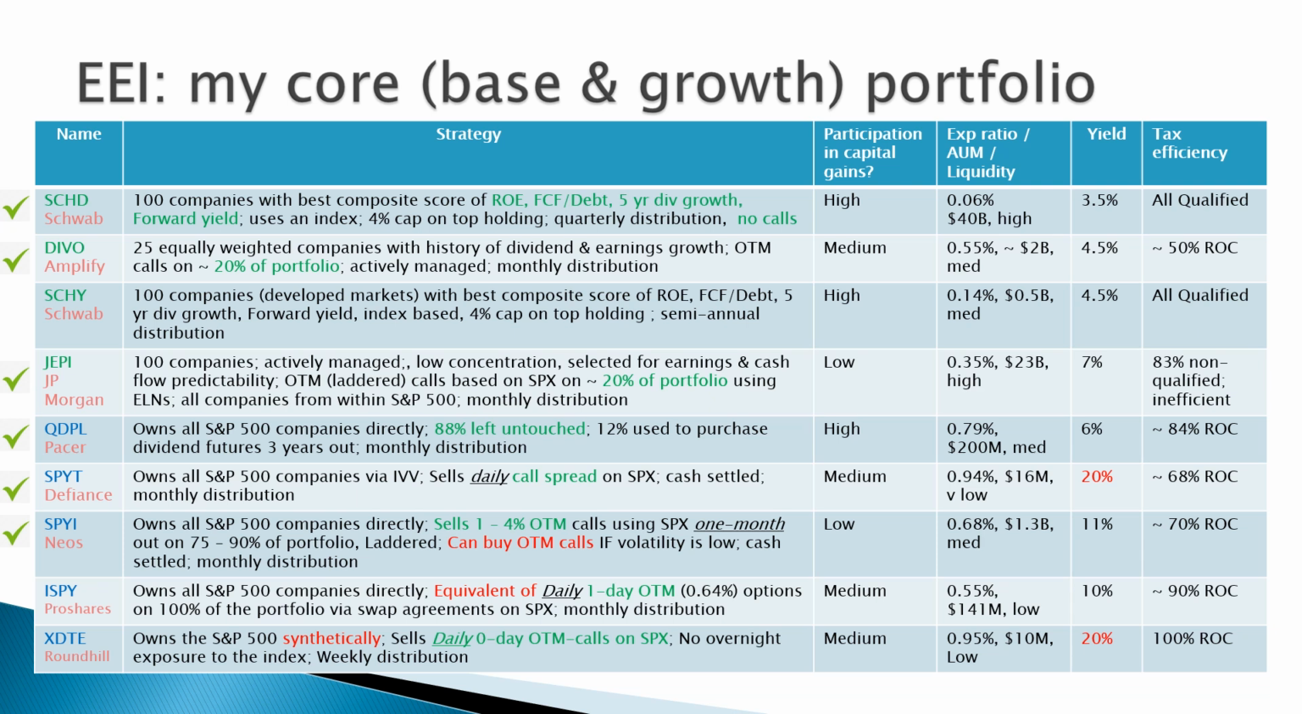The participation in capital gains I'm going to rate as a little bit higher because of the fact that they're selling daily calls, which is very different from a week out to a month out, right? So I think the statistical odds are better for a daily strategy. Low liquidity, about a 10% yield, 90% non-destructive return of capital. The net asset value has definitely held. It's actually gone up a bit since I bought it.